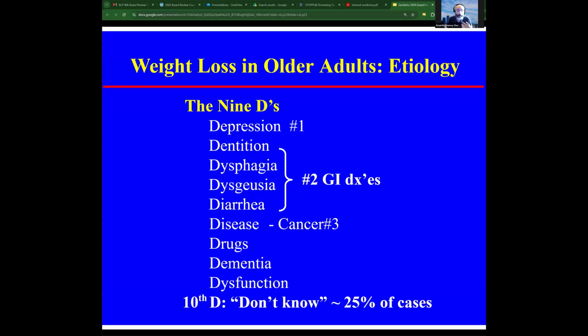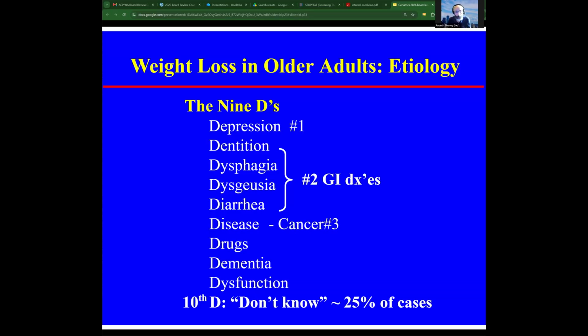Then drugs, and dementia itself, which in its end stage can cause weight loss. Then a gradual dysfunction, usually tied to an inability to get the food due to a combination of limited resources, cognitive changes, and just physical limitations. And then finally, the 10th D, don't know, which about a quarter of the time it is multifactorial and we don't find a clear single cause.